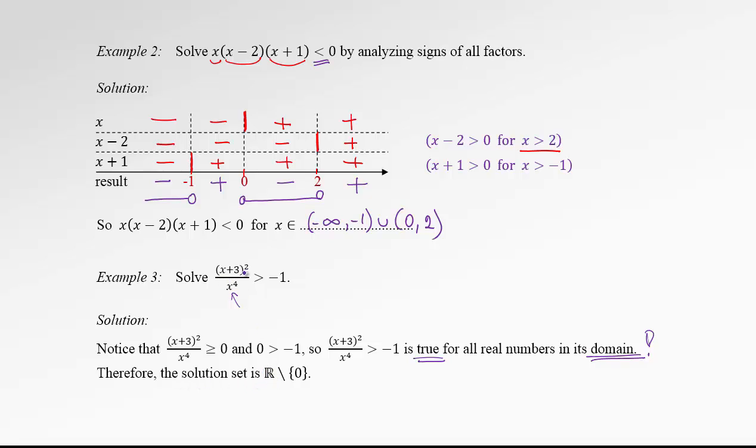Every x value is fine except for the one that will make the denominator 0, so we have to exclude 0. That's our final answer: all real numbers but not 0. So that was kind of an exceptional example.